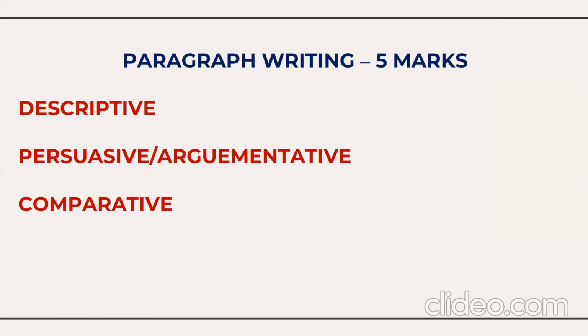Now we are moving to the next 5 marks question, paragraph writing. You have a descriptive paragraph, persuasive paragraph, or comparative paragraph. Descriptive we generally write in the past tense, describing your experience, or sometimes in the present tense, describing your classroom. Persuasive, argumentative, where you are going to convince, for example, is technology a boon or bane. Then comparative, e-vehicle versus fuel-based vehicle. Here the key points or outline will be given on the question paper.